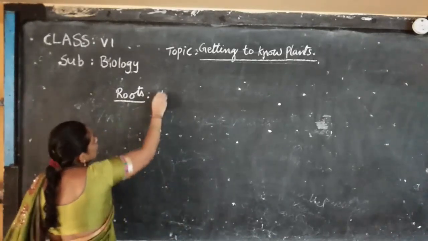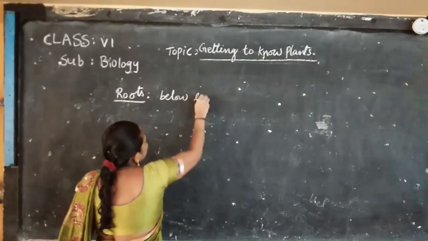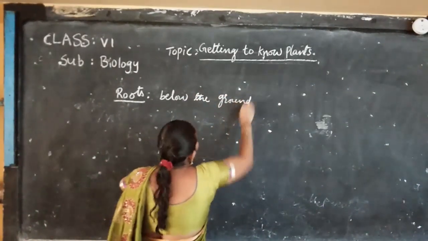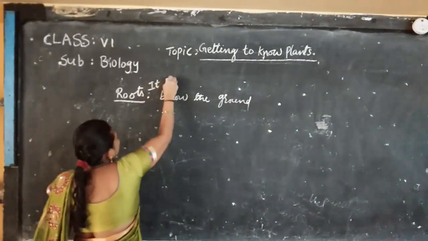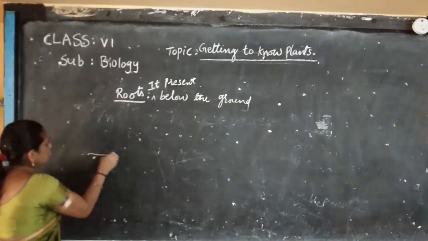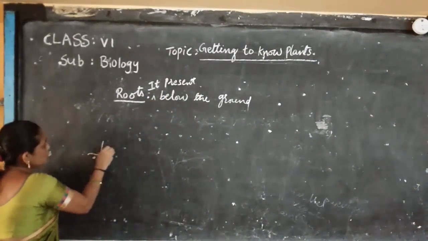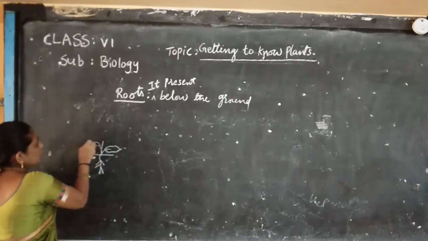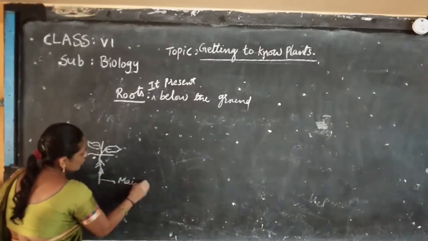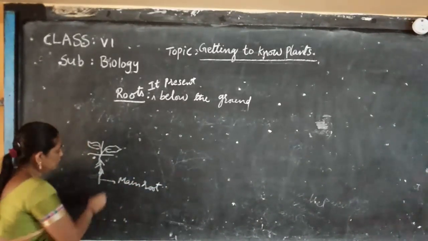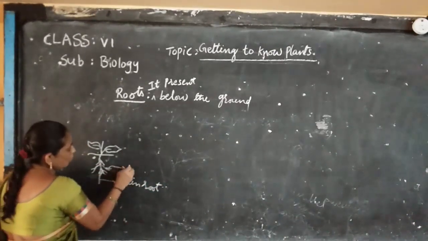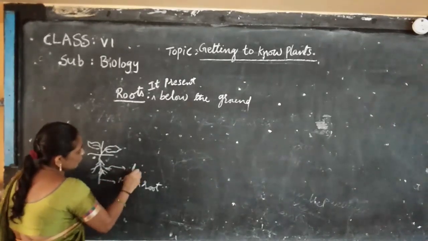Roots are present below the ground. Observe carefully. The roots are present below the ground. This root is called the main root. Then the other roots are called lateral roots.